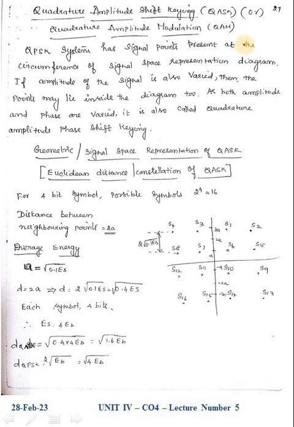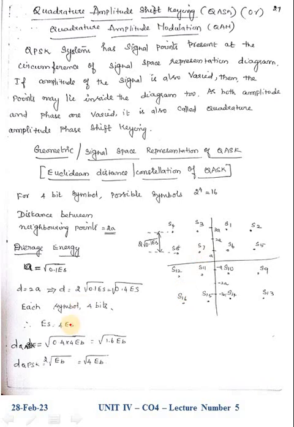So 2 power 4 combinations, that is 16 combinations, are available in the constellation diagram. Each point represents a Euclidean distance or constellation point for different amplitude as well as phase shift values. For a 4-bit symbol, the possibility is 16. The distance between neighboring points is considered as 2a. This is a, so between these two points the distance is equivalent to 2a.